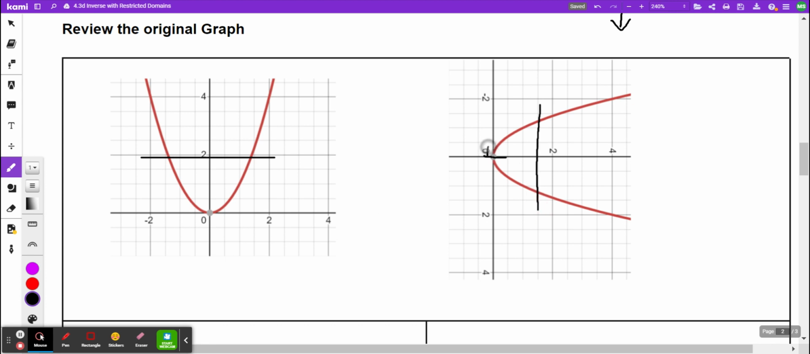So anything above this way, we can either have the x values going this way, or we could have the x values going the opposite way, but we can't have both. That's this part right here. I'm drawing this.